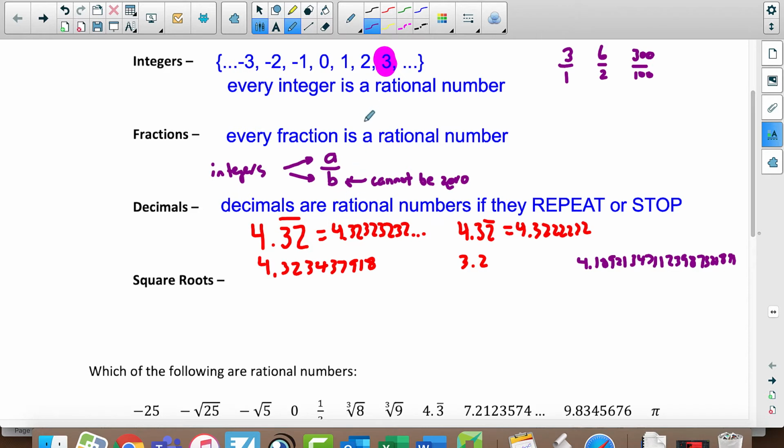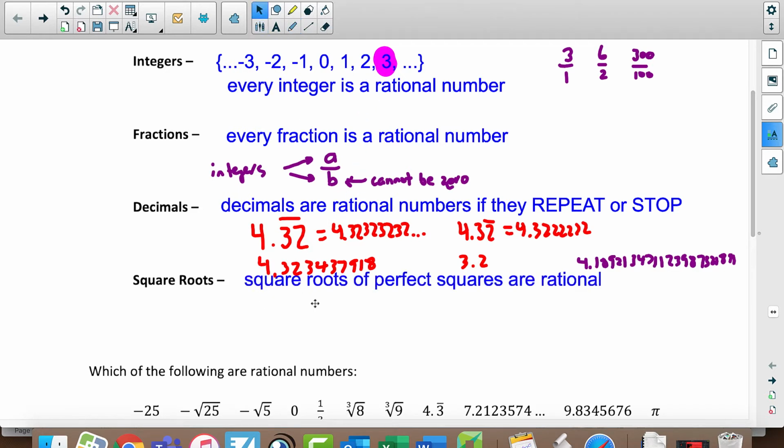Okay, so square roots. Are square roots rational numbers? Well, if it's the square root of a perfect square, then it is rational. For example, how about 81? That's a perfect square. That's definitely rational because the square root of 81 is 9. A number that multiplies by itself to give 81 is 9. That's what we did last chapter. And that's definitely rational because that's an integer. It can be written as a fraction, 9 over 1, right?